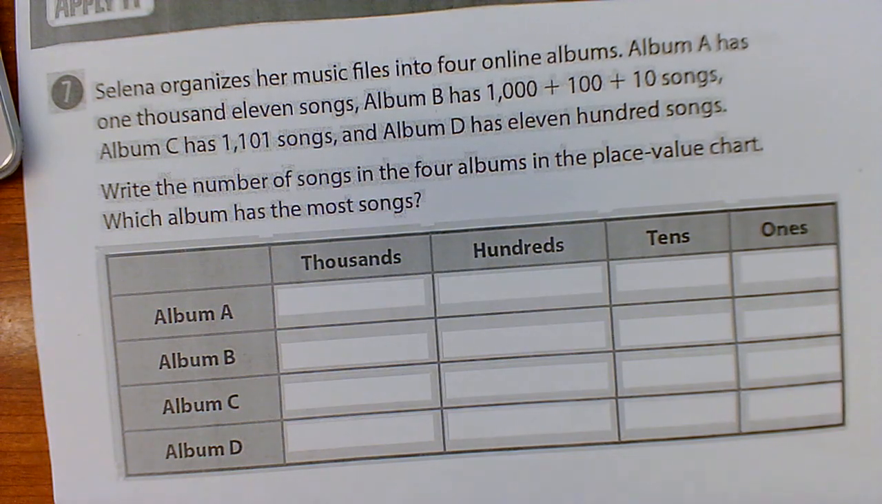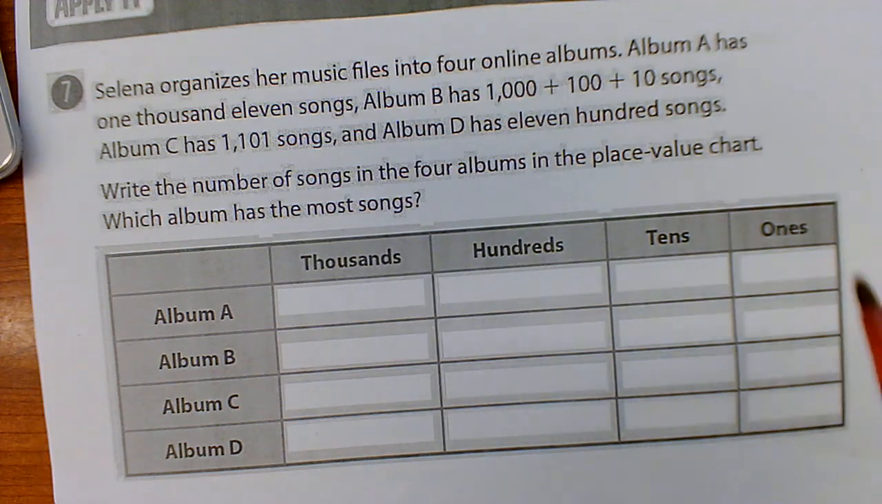Selena organizes her music files into 4 online albums. Album A has 1,011 songs. Album B has 1,000 plus 100 plus 10 songs. Album C has 1,101 songs, and Album D has 1,100 songs. Write the number of songs in the 4 albums in the place value chart. Which album has the most songs? So let's go ahead and try this.